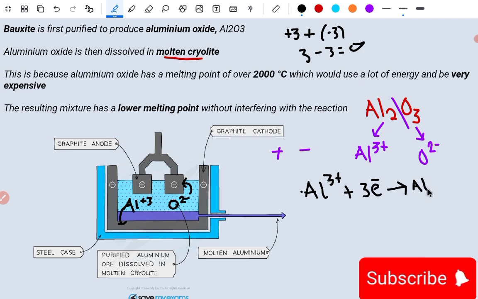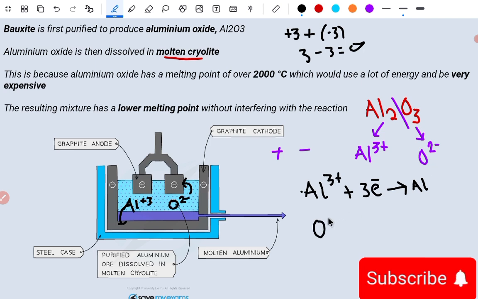So this is what is happening here at the negatively charged graphite, which is the cathode. It's going to donate these. Then what will happen here at the positively charged anode? So this has been attracted there.